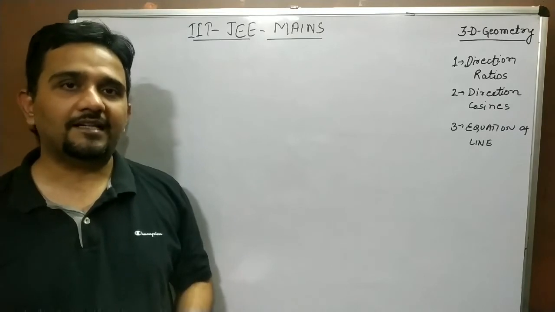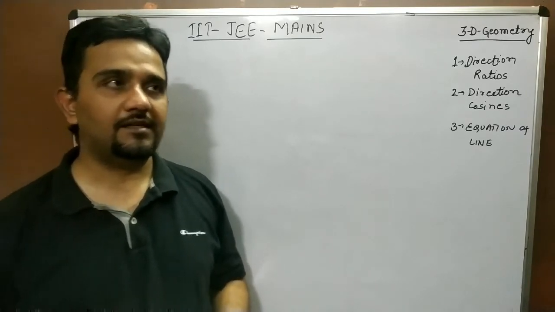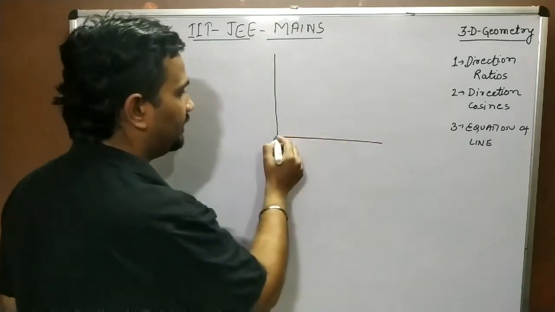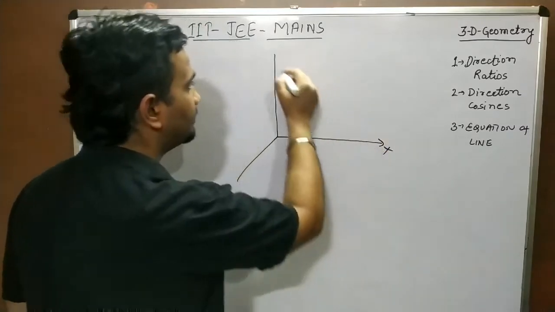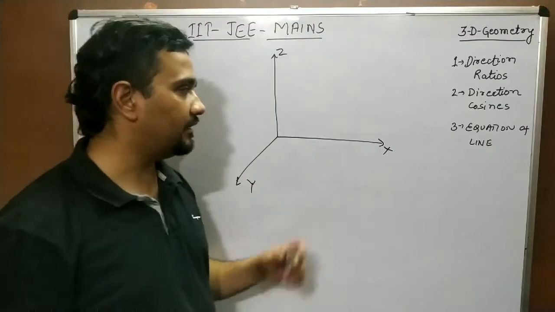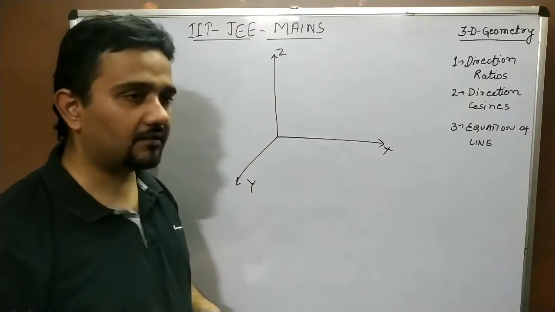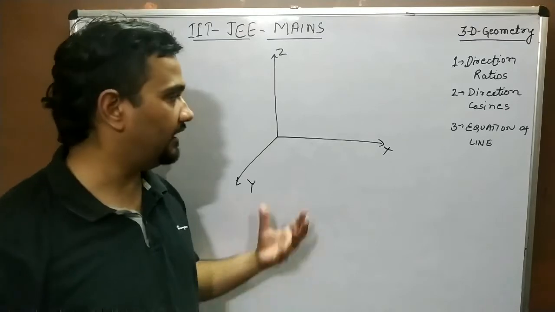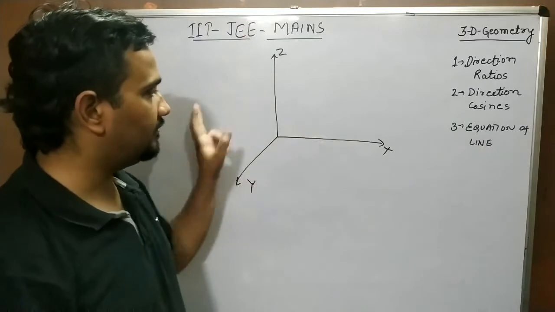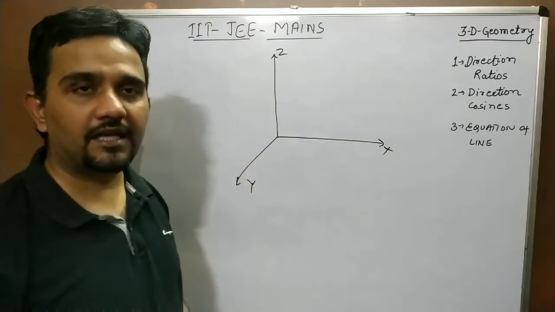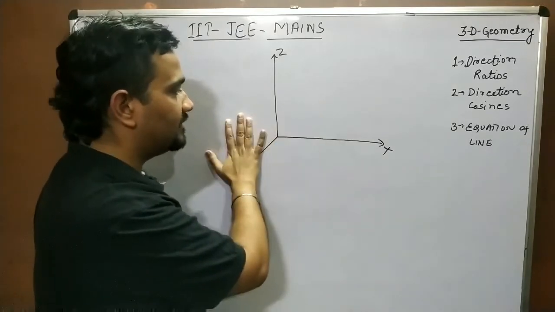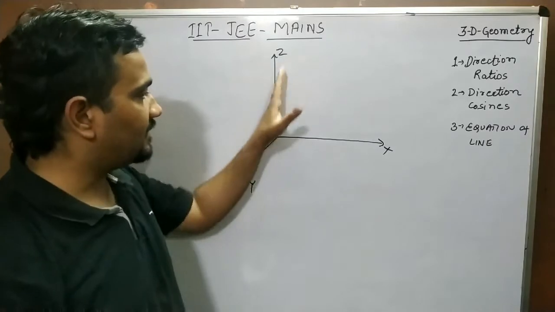Understanding 3D geometry starts with the understanding of the axes. Suppose these are the three axes that we have, that is x, that is z, and that is y. You can understand it by considering any corner of your room. The three walls are going in different directions there. This is your ground, this is one wall and this is another wall. So these are the axes.